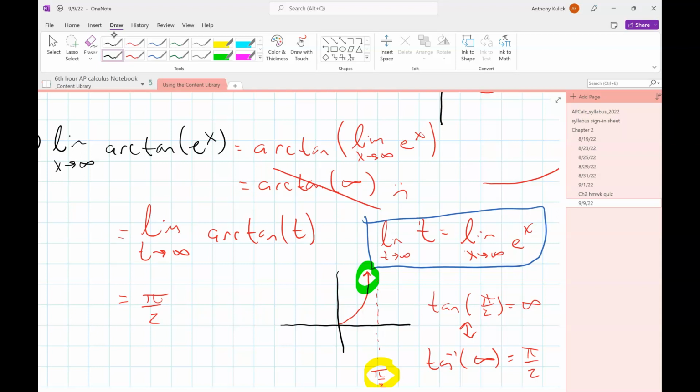Anybody else with questions that we want to talk about? These were all good ones, guys. Okay. Let's pick up where we left off on 2.7.